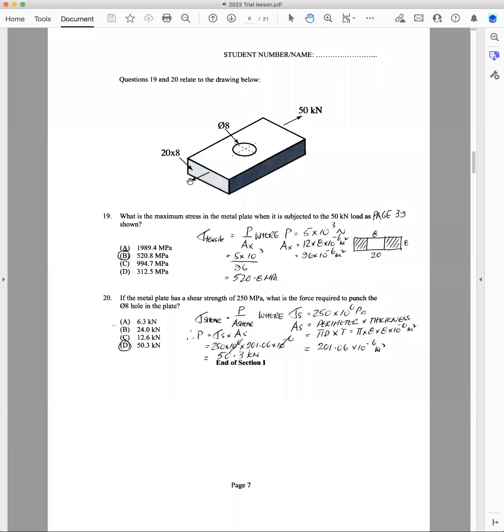So you've got a block of metal here. It's 20 by 8, that's 20, that's 8. And you've got a phi 8 hole drilled in there. And it's subject to a 50 kilonewton force. Now remember, 50 kilonewtons is quite significant. It's equivalent to hanging a mass of 5 tons on it. Remember, you move the decimal point 1 place to the left, and that'll tell you how many tons it is. So what's the maximum stress in the metal plate when it's subject to the 50 kilonewton load as shown?